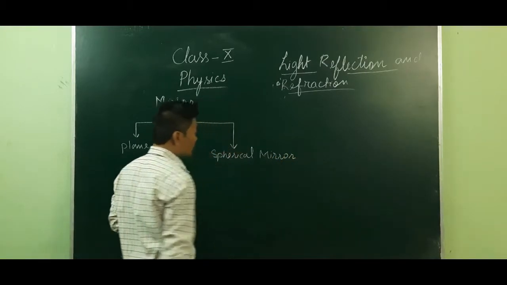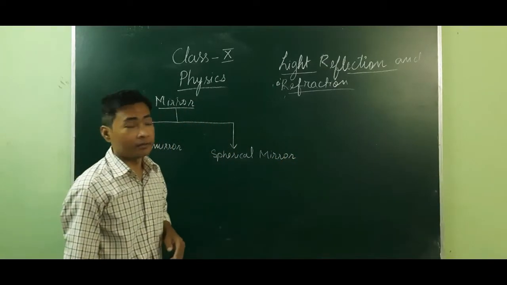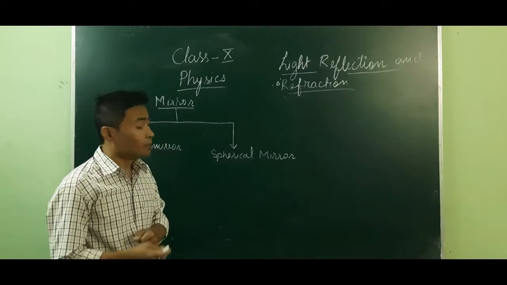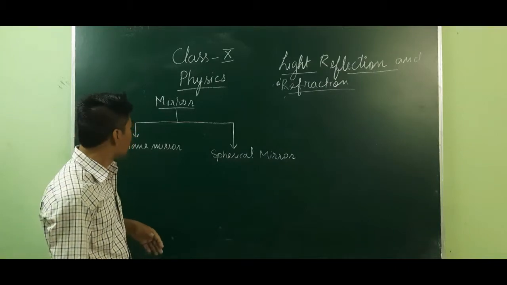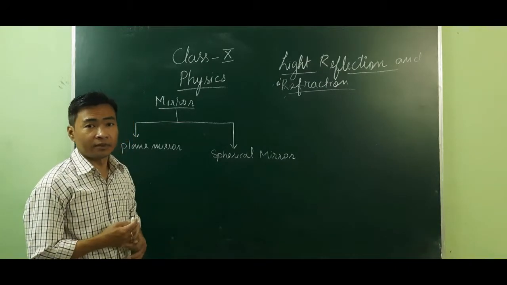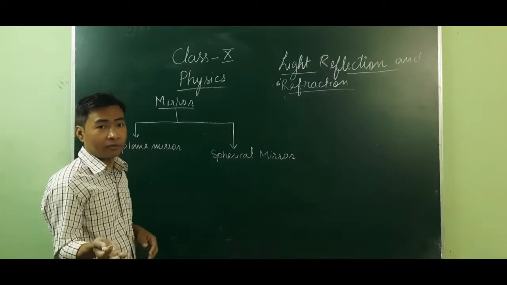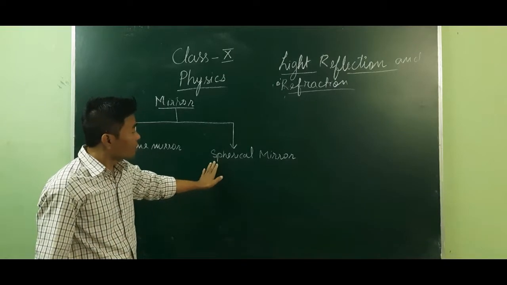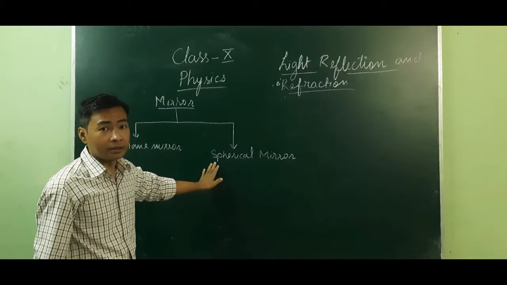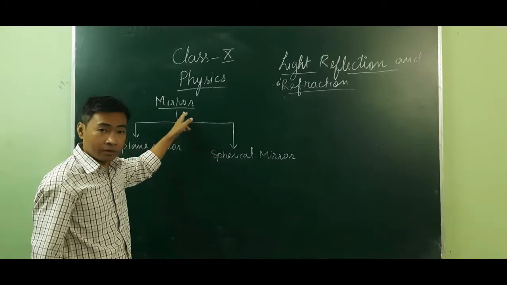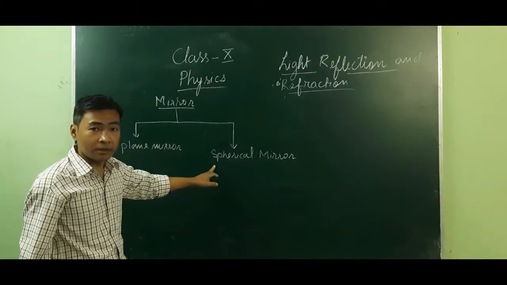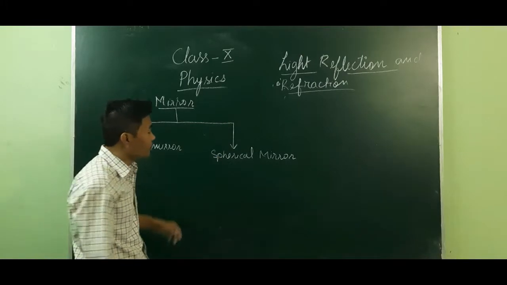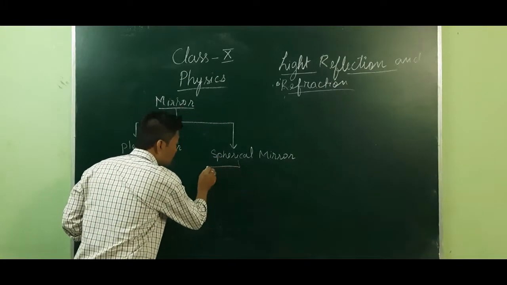So in case the question is asked in the exam, how many types of mirror do we have, or name the 2 types of mirror, you will not write concave mirror and convex mirror, because concave and convex both fall in the category of spherical mirror. So if it is asked only to name the 2 types of mirror, then we have the plane mirror and the spherical mirror. Okay. So this spherical mirror is again subdivided into 2.